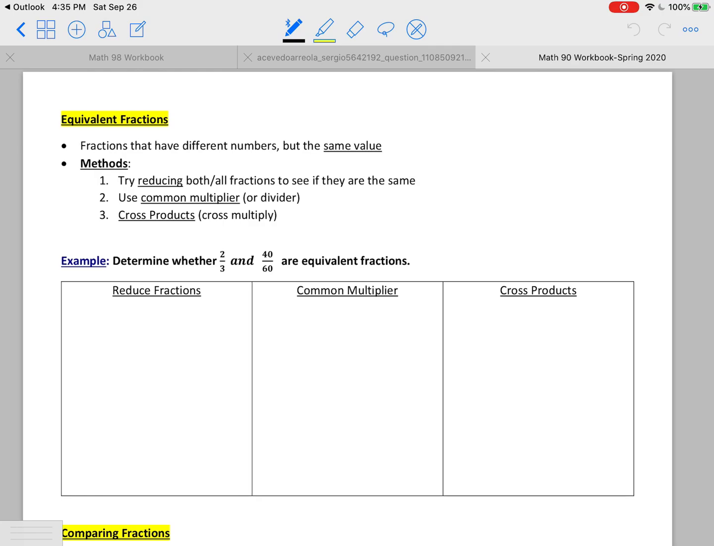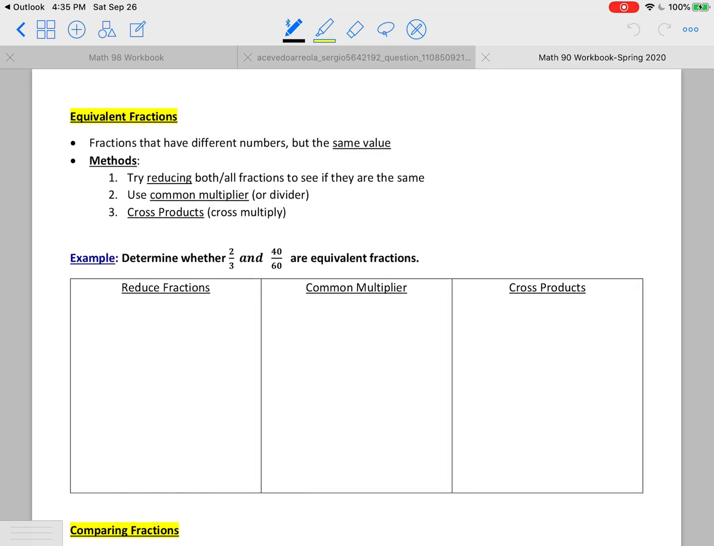Okay, guys, now next is this idea of equivalent fractions. Let's try to get this a little bit bigger here. So equivalent fractions, the idea here is that we have fractions that are actually different numbers, but the same value. And we can just show an example of that. If we had, for example, 4/8, we can also show that as 1/2. In fact, we know if we reduced that, we would get 1/2. Well, 4/8 and 1/2 are considered equivalent fractions. They represent the same value.